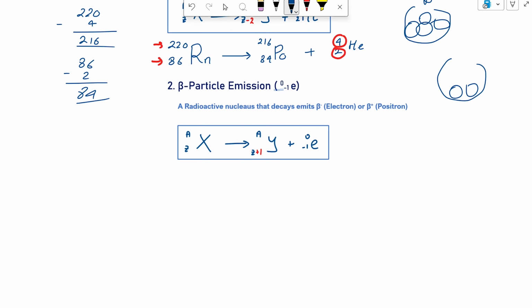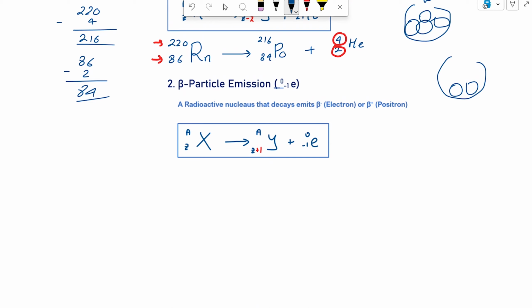Now, beta particle emissions. In this one, we have yet another radioactive isotope, which is going to decay to produce a more stable element, and an electron or a positron, which is basically just an electron that's positively charged. So let's just do an example to get a better understanding of this. We have thorium 225 with a proton number of 90. Now, thorium is going to decay to produce palladium and an electron.